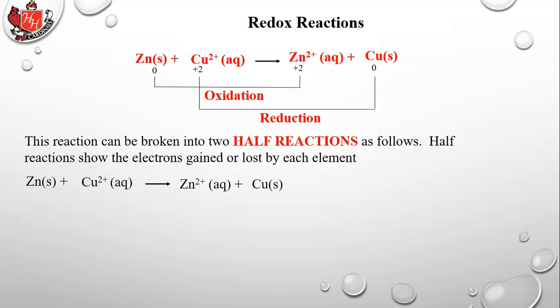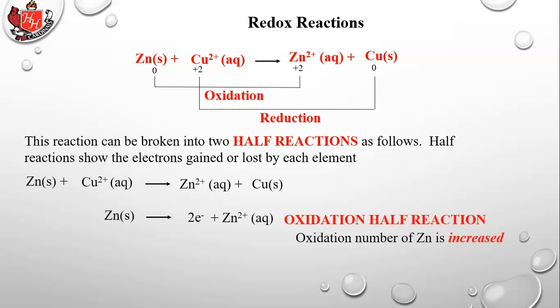So first we look, there's the overall equation. Now we just look at the zinc part of the reaction. So what has happened to zinc? A normal zinc atom gave up 2 electrons. So it becomes a Zn2+ ion plus those 2 electrons, which went over to copper. So that's the oxidation half reaction. The oxidation number of zinc has increased.